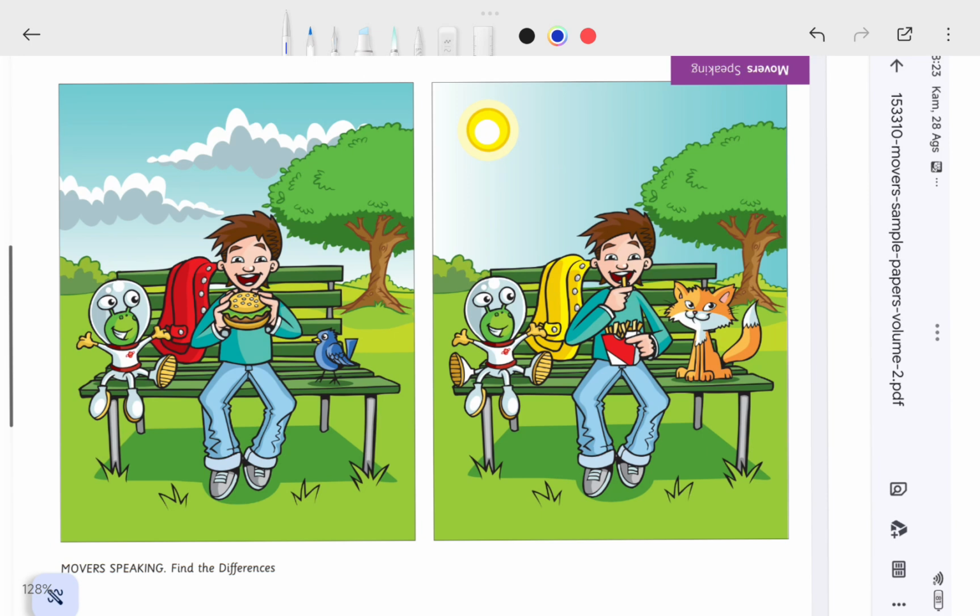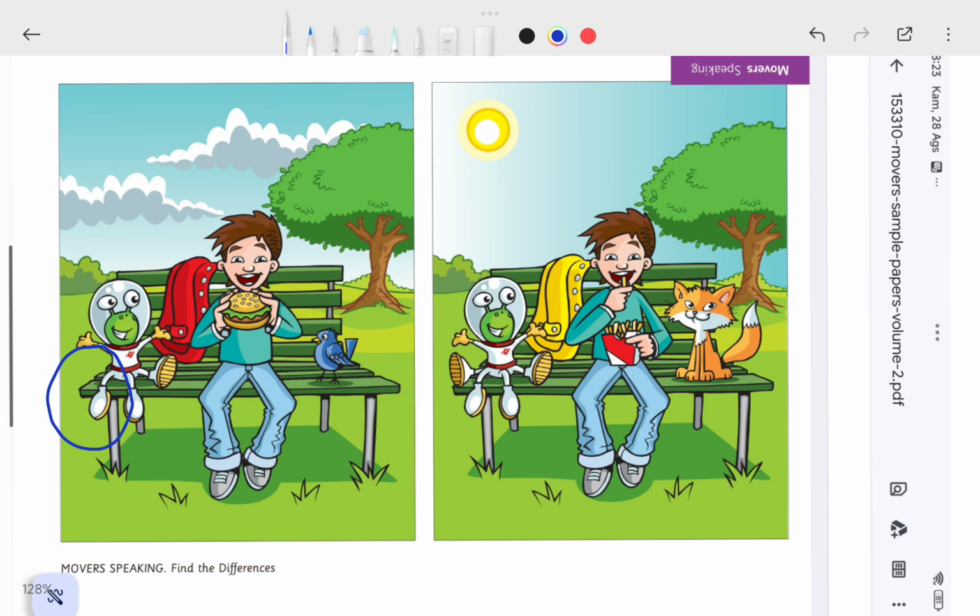Find the difference between these two pictures, and don't forget to circle the difference. Ready? Okay. In picture 1 and picture 2, what are the differences? Yes. Describe them in the picture.